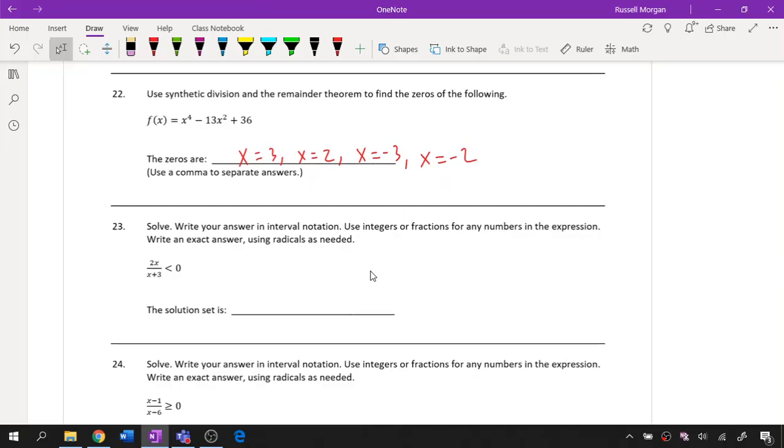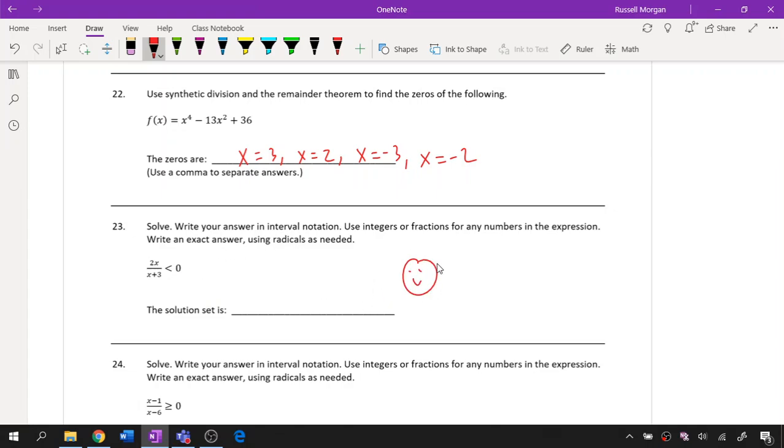Number 23 says, write your equation in interval notation. Oh, we got to solve this thing and then write our answer in interval notation. Use integers or fractions for any numbers in the expression. Write an answer as an exact answer. Use radicals if needed. Well, what do we got here? Here we have an inequality again, like earlier in this practice packet. And they say to write the answer in interval notation.